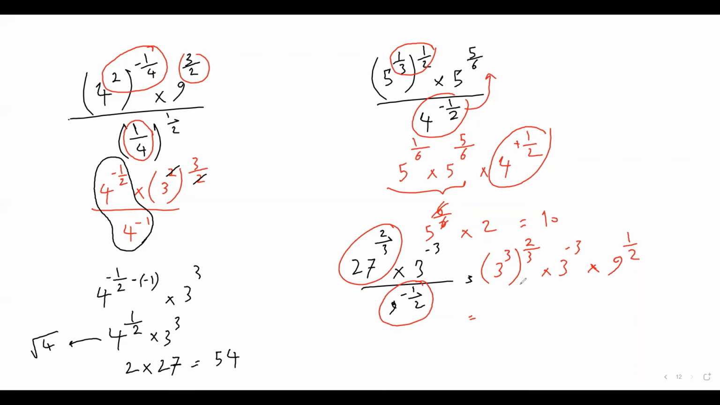So the first term simplifies to 3 to the power of 2. This guy is 3 to the power of negative 3. And this guy is 3, because 9 raised to the power of half is the square root of 9, which is 3. And now the index of that is 1. So the bases are the same. All I need to do is add the indices: 2 and 1 is 3, with negative 3, 0. And anything raised to the power of 0 is 1. I think we're done with this topic.